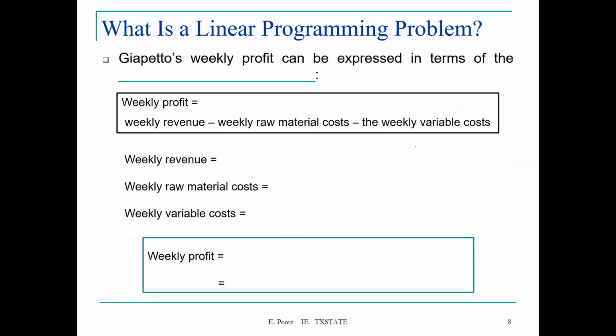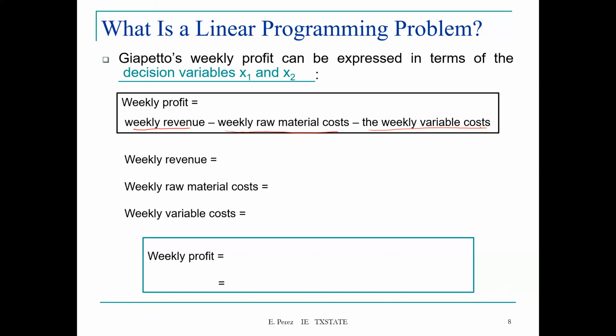For the Yapeto weekly profit, we can express this in terms of the decision variables, X1 and X2. We can formulate a function that describes the profit of this company using these decision variables. The weekly profit is defined as the weekly revenue minus the weekly cost of the raw material minus the weekly variable cost. The summation of all our sales is the revenue. Then we take the costs of building them and the weekly variable costs in terms of labor, subtract those two amounts, and that's our profit.